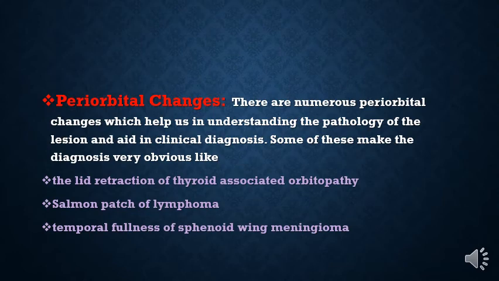Periorbital changes are inspectory findings. This helps in understanding the pathology of the lesion and aids in clinical diagnosis. The most important: lid retraction is the most common periorbital change in thyroid associated orbitopathy. Salmon patch, this is a characteristic of lymphoma. Temporal fullness, of the sphenoid wing meningioma.